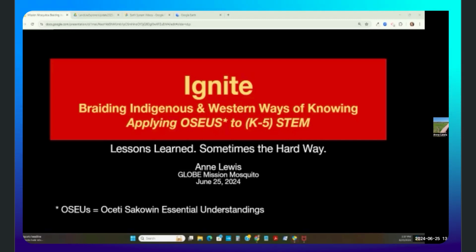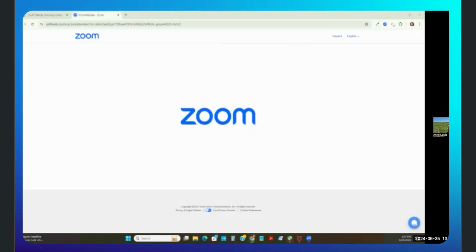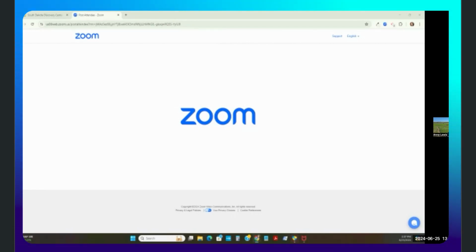Also, just as a point of information, I will be referring to OSEUs throughout our time together, and that stands for the Oceti Sakowin Essential Understandings. Essential Understandings is a document developed by the South Dakota Department of Education for Native and reservation communities, as well as white dominant culture communities, to understand the people and the history and the traditions of the Oceti Sakowin.